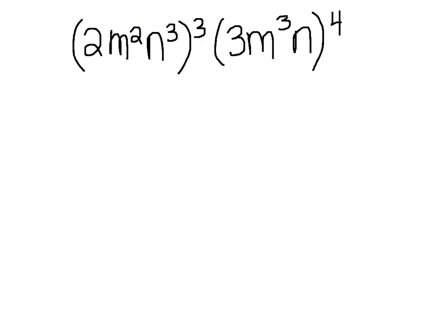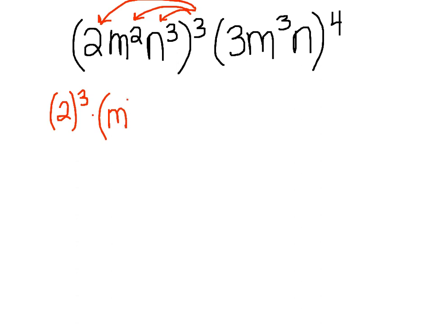Now, this problem, we're going to still take that same logic, but then we're going to have to simplify further because we're multiplying 2 powers of a product now. So let's take it one step at a time. You're going to take the 3, distribute it to each term on the inside. So we have 2 to the third times m squared to the third times n cubed to the third.